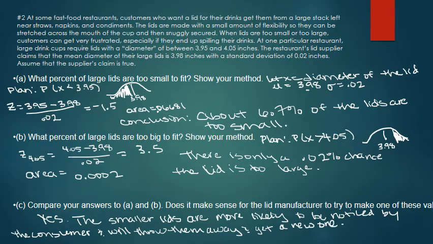Right, if your lid doesn't fit on, then you're most likely to just put that one in the trash and pick another one. If it's too big, you might not have noticed that it wasn't quite on there enough, and then your drink might spill later in your car when you try to pick it up. So hopefully that makes sense.